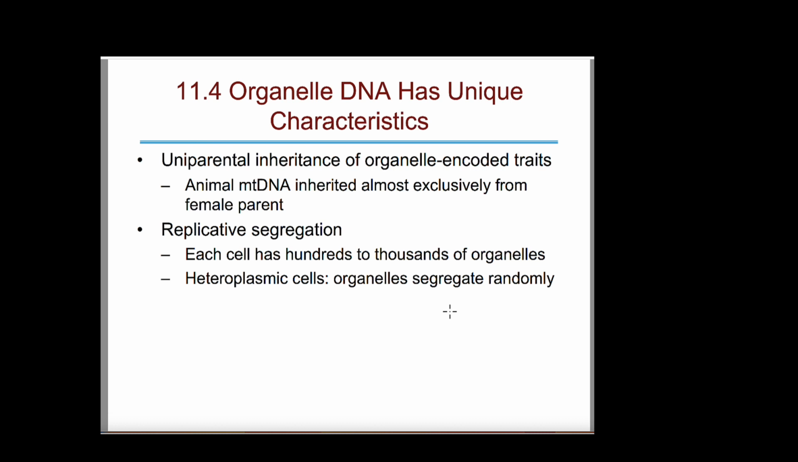And then you have replicative segregation. This is where each cell has hundreds to thousands of organelles. As replication and division occur, these organelles are also dividing and replicating along with the same process. And so oftentimes you can have what we call heteroplasmic cells. And this is organelles that segregate randomly.